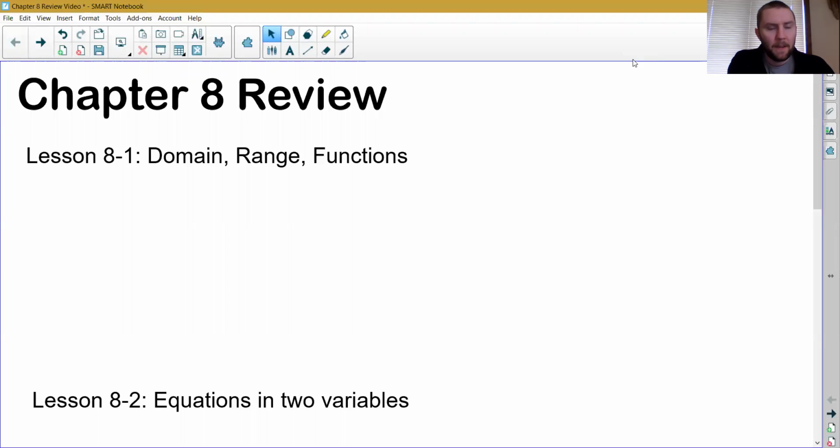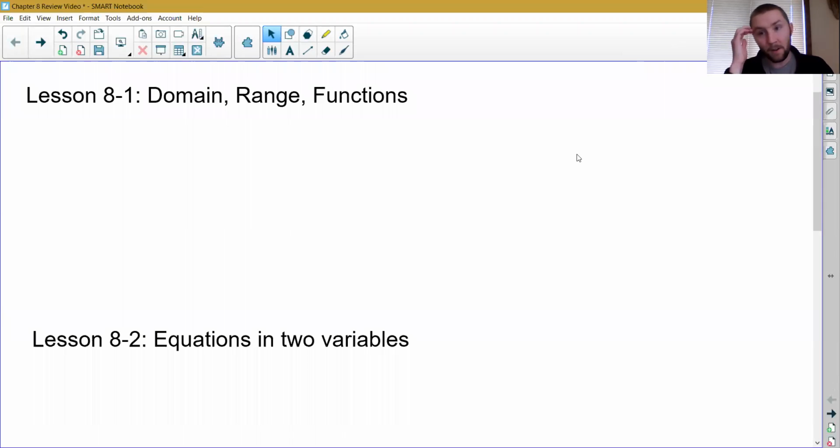So in Chapter 8, we've been talking about functions, and particularly equations with two different variables. We started our discussion at the beginning of Chapter 8 by talking about relations. Relations took certain input values, which we called the domain, and certain output values, which we called the range, and matched those up.